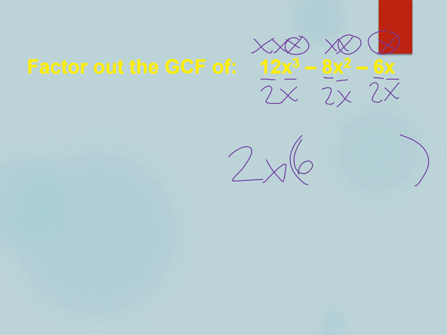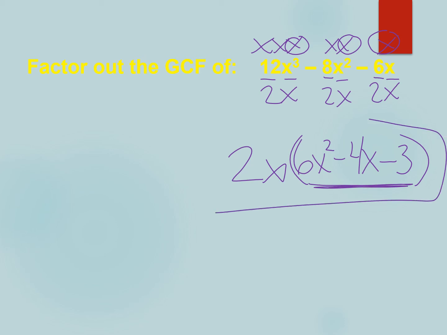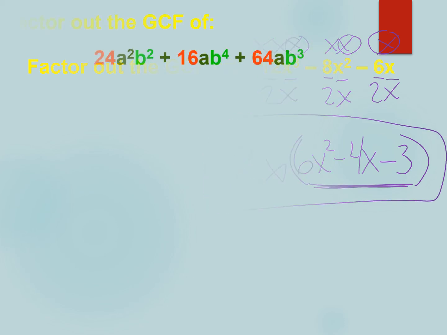So 12 divided by 2 is 6. There's 3 x's, take 1 away is x squared, minus 8 divided by 4 is 2. 2 x's, take 1 out. There's 1 left. And negative 6 divided by 2 is negative 3. And then x, take away an x out. They're gone. Notice that in here, they have nothing left in common. So that is my final answer.